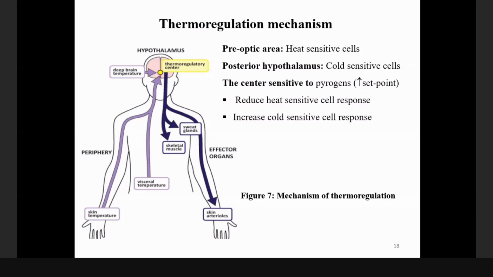Okay, but this center is affected by infection. When you have an infection, like the coronavirus or whatever the infectious agent, assume you get infected. Then pyrogens are produced. Pyrogens are proteins produced by the infectious agents in your body, and those pyrogens affect the set point of your body temperature. The set point of your body temperature is 37.